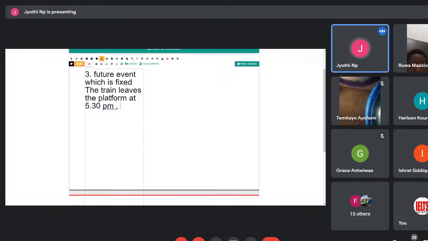So the first one is when you want to talk about your daily routines. The second one is when you want to talk about facts. The third one is when you want to talk about a future event which is fixed, like with a timetable or something. Then you usually use the present simple tense.